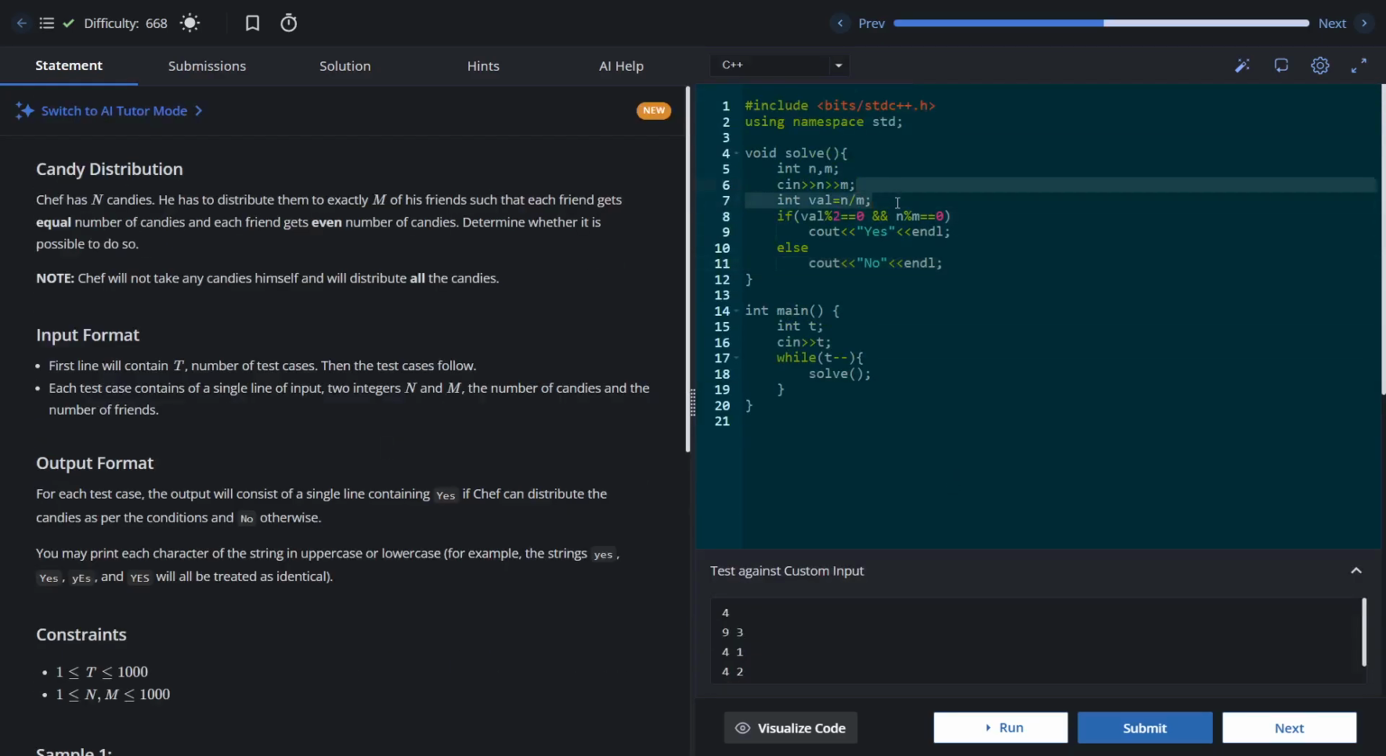Basically you will have to see the distribution. This is the distribution that you are doing, and you will have to check whether that distribution is even or odd. If it is even, and at the same time for all distributions, n modulo m will give you the number of candies Chef is left with. So if it is 0, then the conditions are met, and you'll have to print yes, or else you'll have to print no.